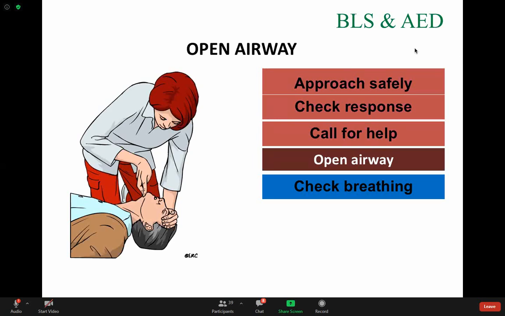She's trying to open the airway. So what method is she using to open the airway? Okay, head tilt and chin lift. So the head is tilted backward and the chin is lifted upward. So this is the maneuver that we use for unconscious victims. If it was a trauma patient, then you're gonna have to use the jaw thrust method.